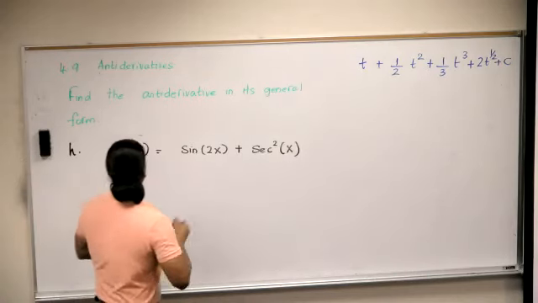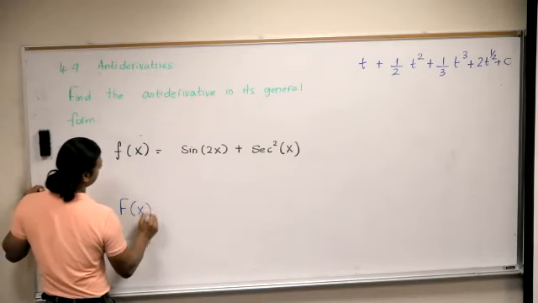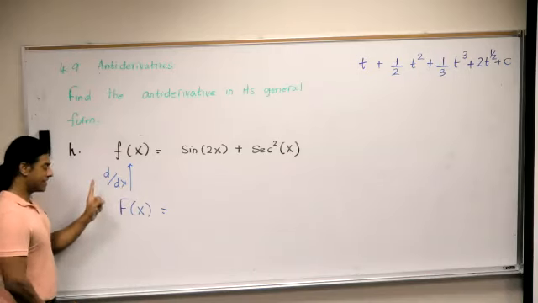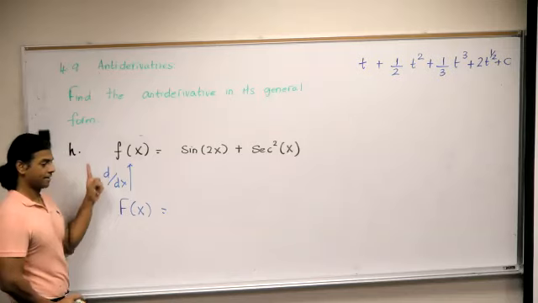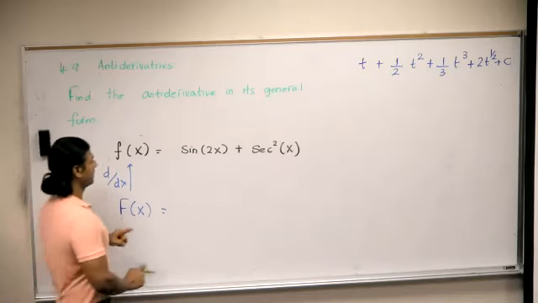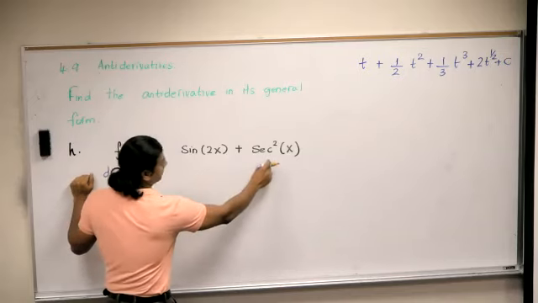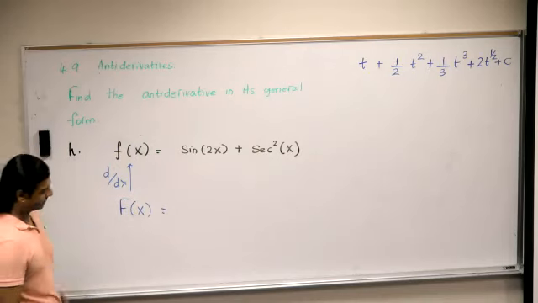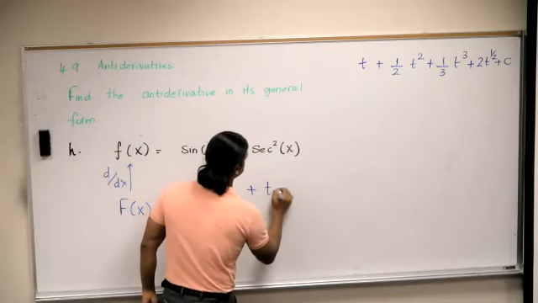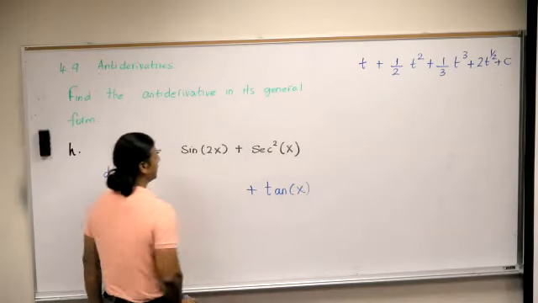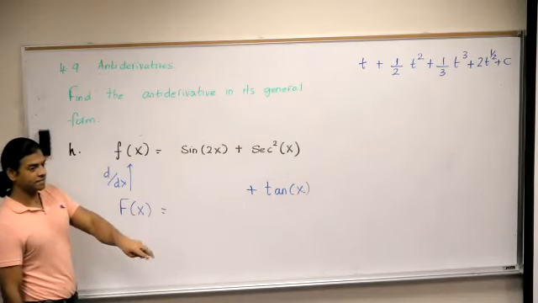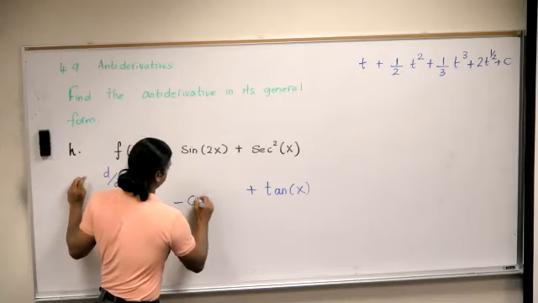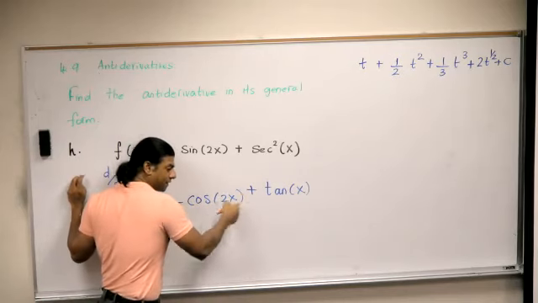So, got to come up with a function. So change rules again. When I take the derivative, it resulted in f of x, plus, I forgot the plus. What function, when you take the derivative, will give you secant squared x and tangent of x? Which function, when you take the derivative, will give you sin x? Negative cosine.